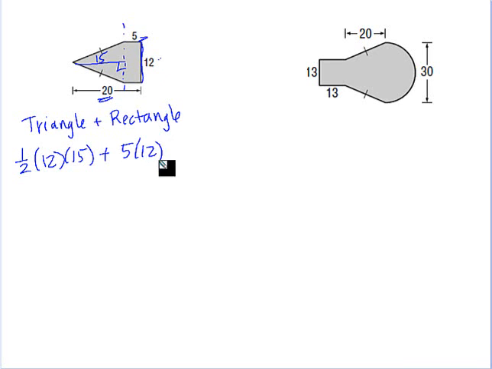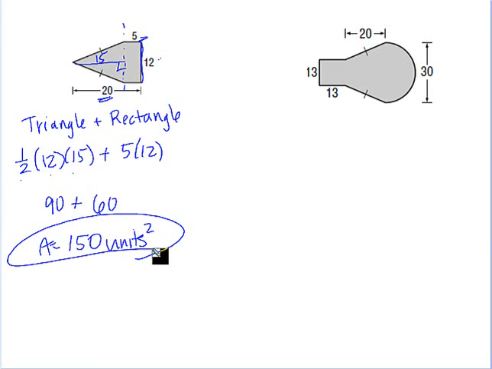So if we take 1/2 times 12 times 15, we get 90. If we take 5 times 12, we get 60. 60 plus 90 is 150. There's no specific label, so we'll say units squared.